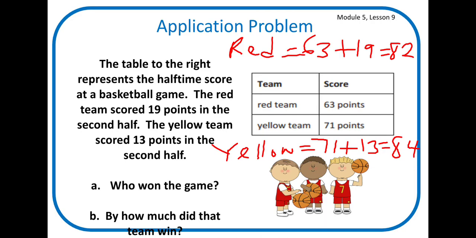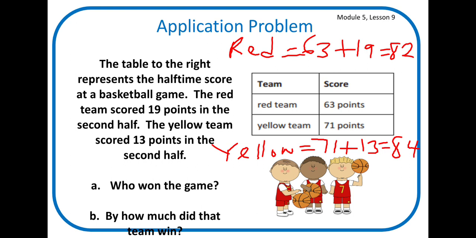Alright, here's an application problem. The table to the right represents the half-time scores at the basketball game. The red team scored 19 points in the second half. The yellow team scored 30 points in the second half. Who won the game? By how much did that team win?